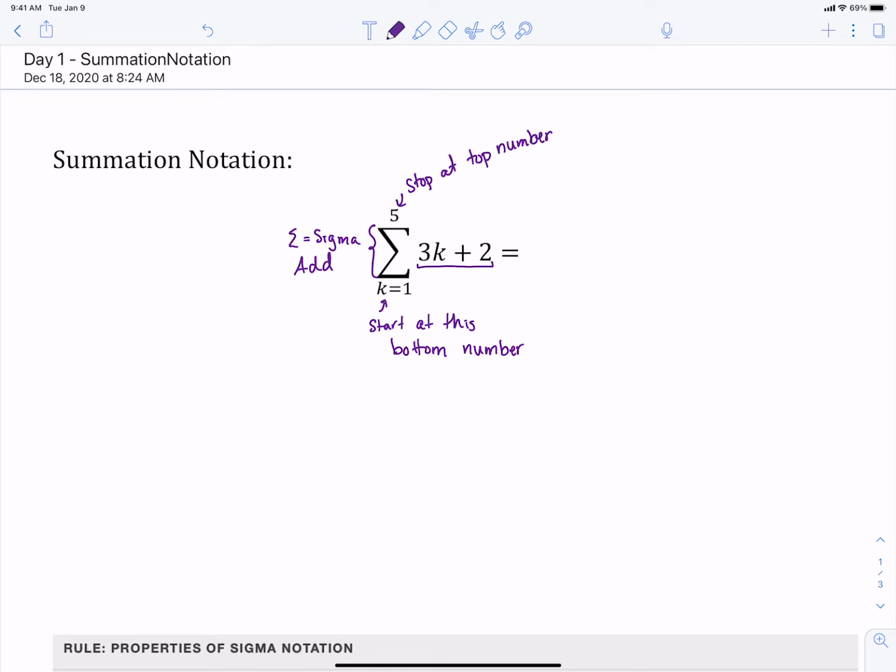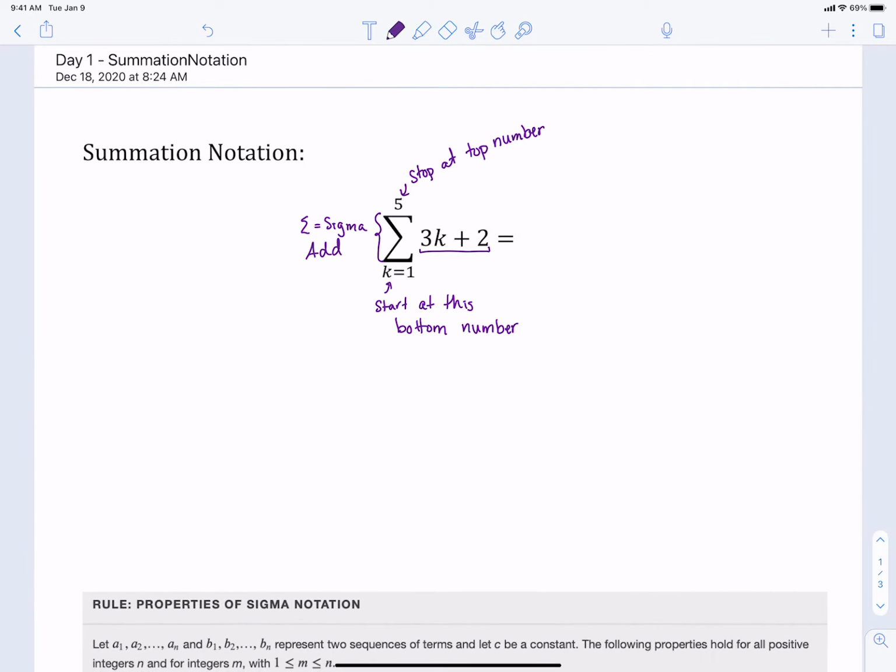Again, this top number can be all sorts of different things. If you go on in math, you'll see times where that top number is infinity, so we can actually have our sum go forever. But this one is telling us we're going to start by plugging in 1, and stop when we plug in 5, going up in increments of 1 each time until we get to our top number.